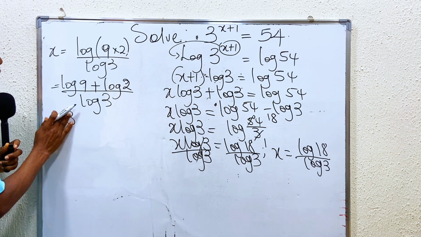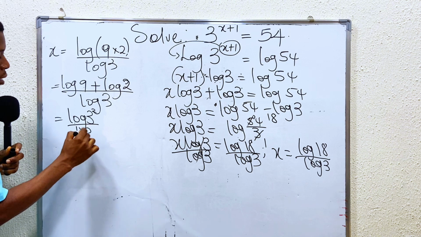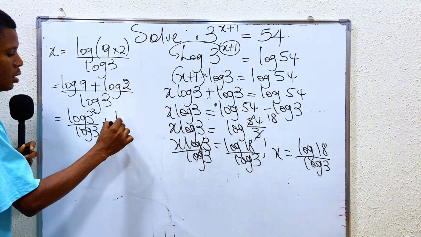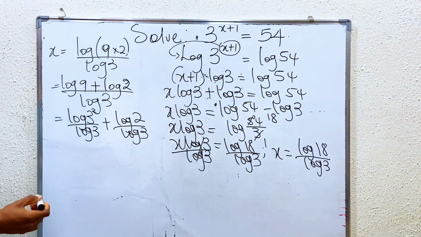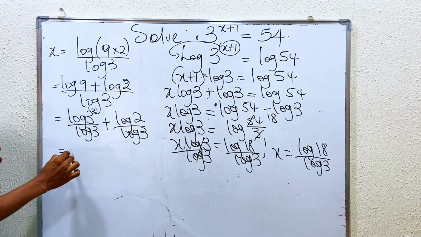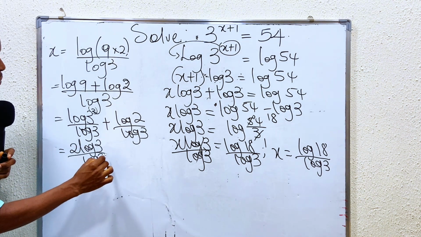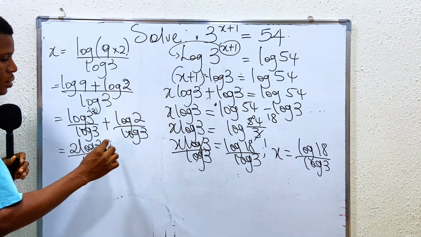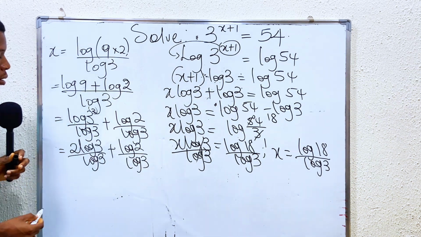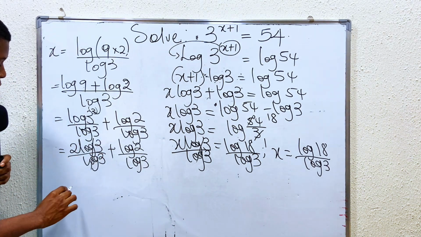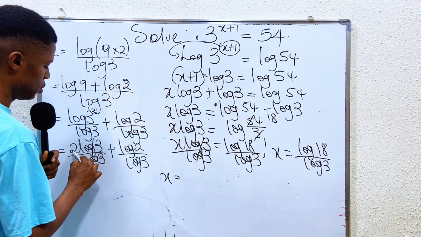So we can write it to be log 3 squared divided by log 3 plus log of 2 divided by log 3. Okay? So that we multiply this 2 to the log. This will be 2 log 3 over log 3 plus, you can now see here we have it as log 2 over log 3. At this point, this will now cancel out this. So you see that x is equal to 2. 2 is remaining here.